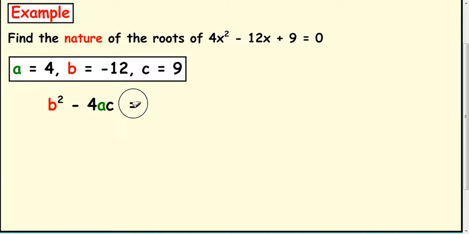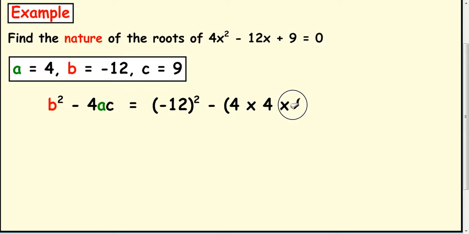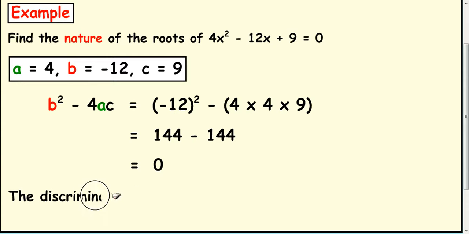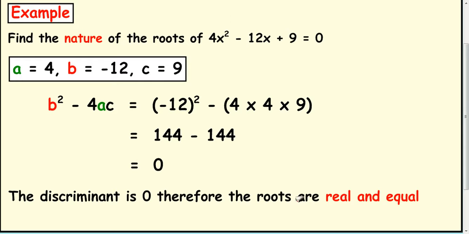Then we have to look at b squared minus 4ac and see what happens. Is it bigger than 0? Is it equal to 0? Is it less than 0? And then we can from that deduce what the roots are like. So b squared is going to be negative 12 squared, take away 4 times 4 times 9. So negative 12 squared is 144. 4 4s are 16, times by 9 is 144, so that comes to 0. Therefore, the roots are real and equal.